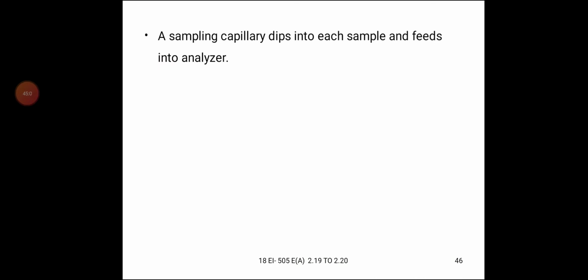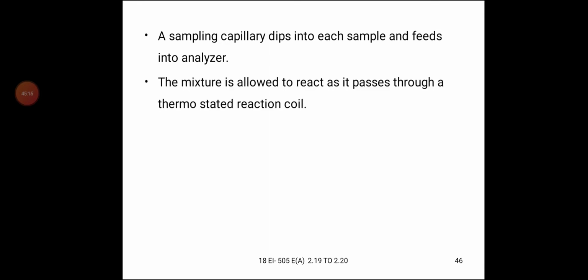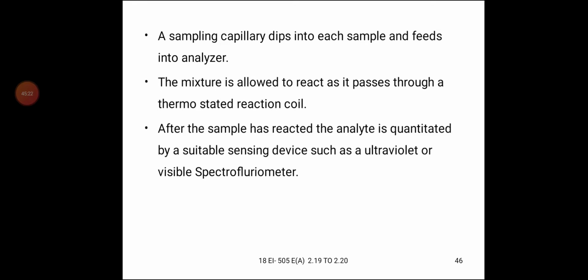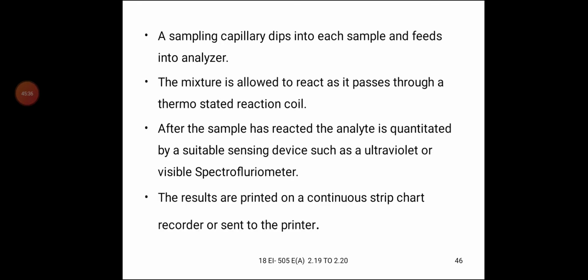A sampling capillary dips into each sample and feeds into the analyzer. The mixture is allowed to react as it passes through a thermostated reaction coil. After the sample has reacted, the analyte is quantified by a suitable sensing device such as an ultraviolet or visible spectrophotometer. These results are printed on a continuous strip chart recorder and sent to the printer.